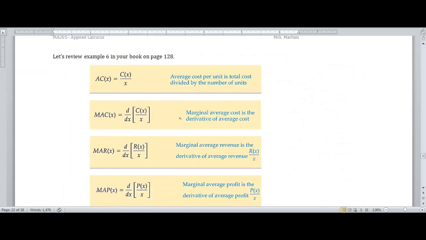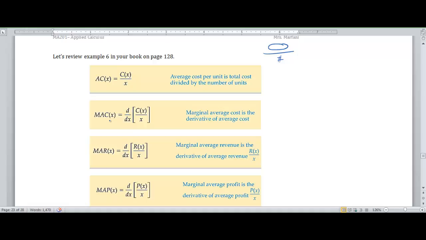Alright, let's look at average cost. When you think about average, what you're doing is adding up a bunch of numbers, right? And then you divide by how many you have. So average cost is basically the cost function divided by the total number of units, which is going to be X.